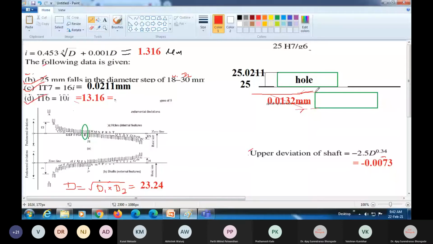So the upper limit of the shaft is 25 minus 0.007, which is 24 point something. Can you work that out? What is the upper limit of the shaft? 24.993. Right, so 24.993 is the upper limit of the shaft.